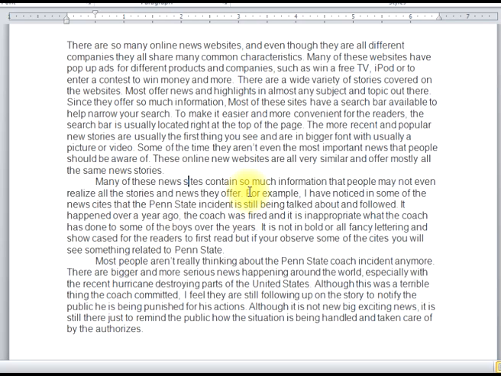Many of these news sites contain so much information that people may not even realize all the stories and news they offer. For example, I've noticed in some of the news sites that the Penn State incident is still being talked about and followed. It happened over a year ago. The coach was fired, and it is inappropriate what the coach has done to some of the boys over the years.